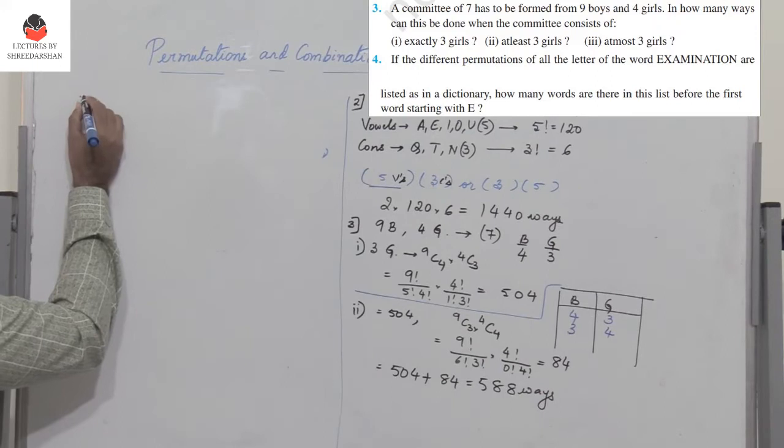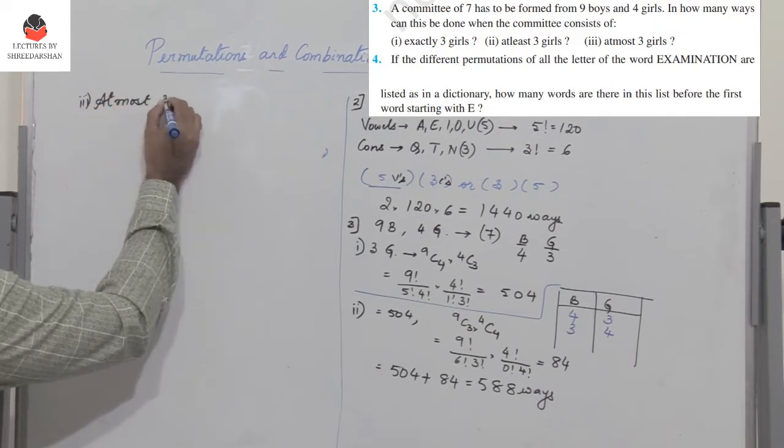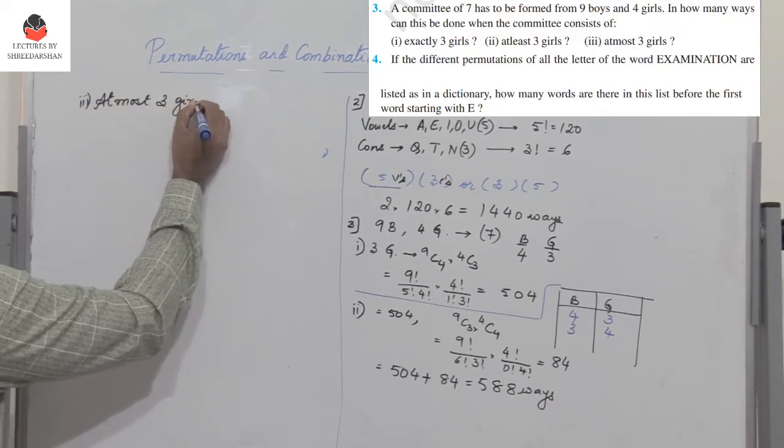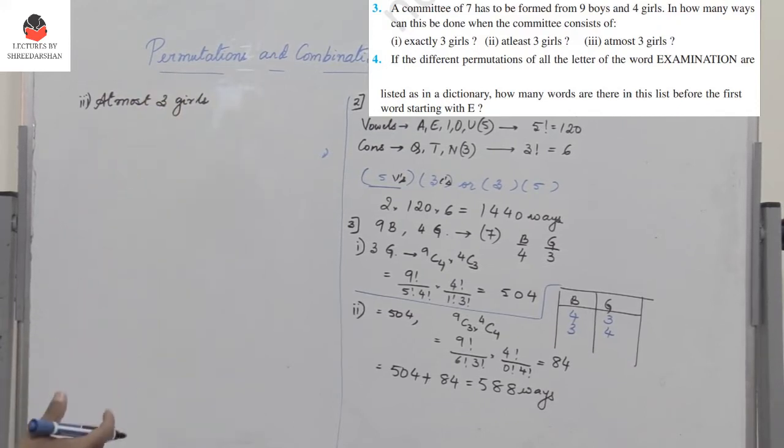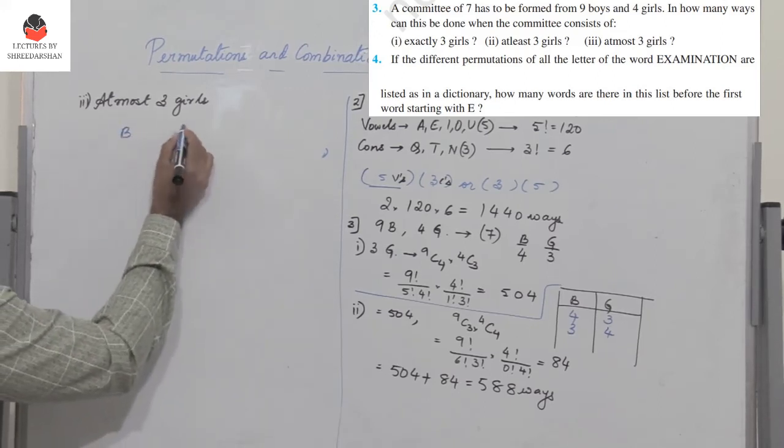So third one, at most 3. So at most 3 girls. Now what does this mean? I can have no girls in the committee. I can have 1, 2 or a maximum of 3. So now let us see what happens. So you have boys, girls.